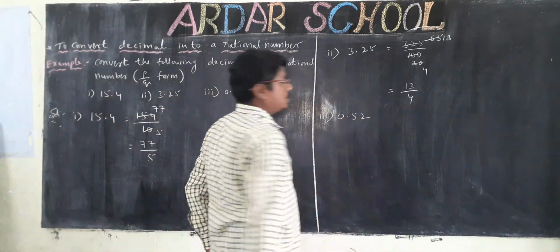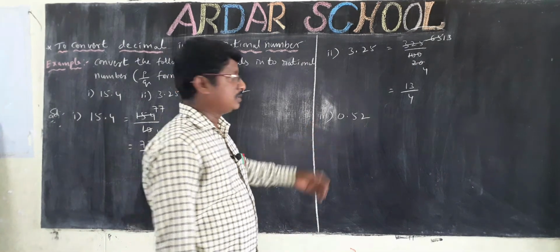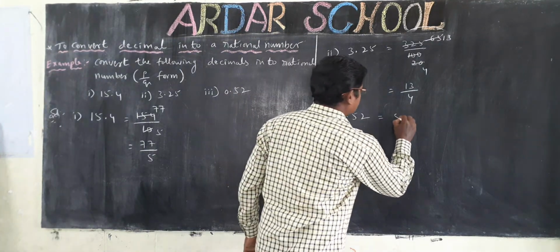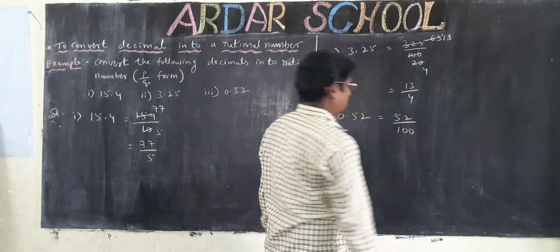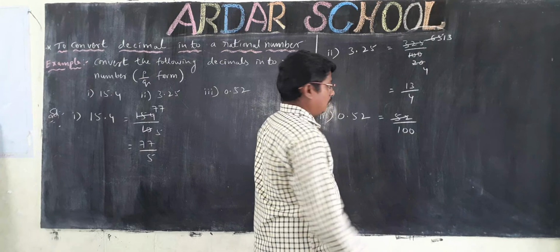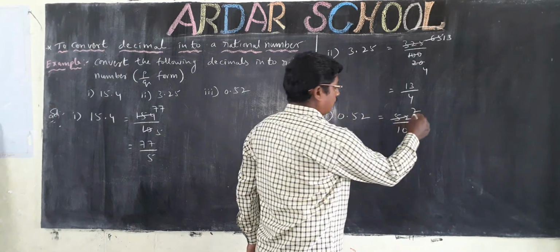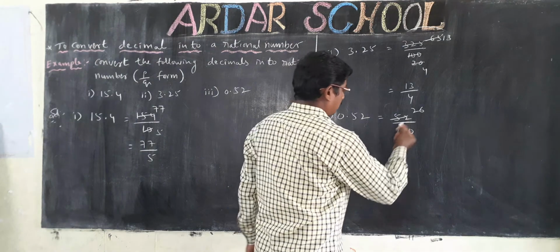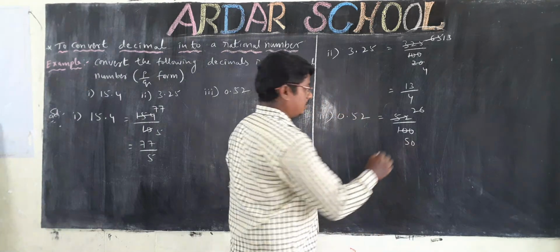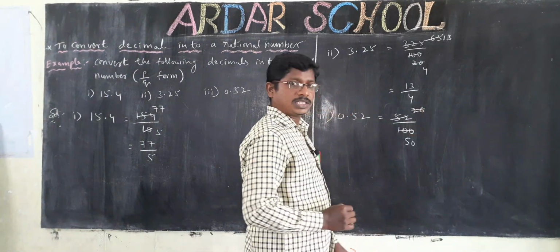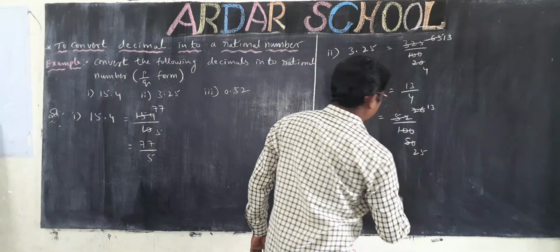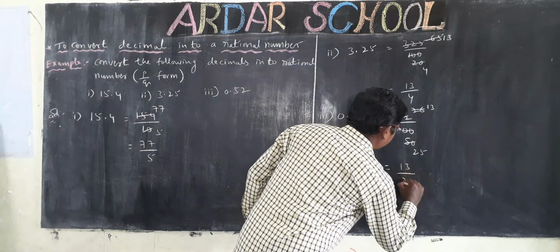0.52. This is also a terminating decimal. How to convert it into P by Q form? 0.52 can be written as 52 by 100. Now cancel by 2. 2 twos are 4, 1 is left, 12, 2 sixes are 12, that means 2 twenty-sixes are 52. 2 fifties are 100. Here again cancel with 2: 2 thirteens, 2 twenty-fives. That is 13 by 25.